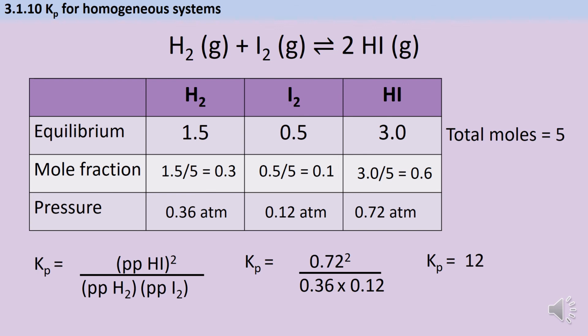And because we've got 2 moles on the left of the equation and 2 moles on the right of the equation, those units are all going to cancel out, and this Kp expression has no units.